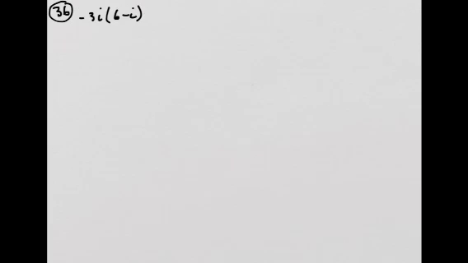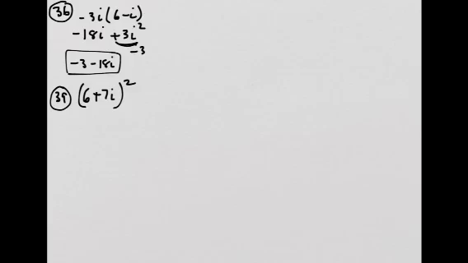Okay, so we're going to distribute the negative 3i, so we get negative 18i, and then positive 3i squared. But remember, the i squared is negative 1, so this is actually negative 3, so it's negative 3 minus 18i.